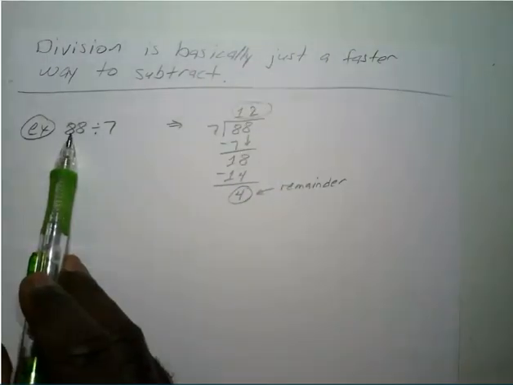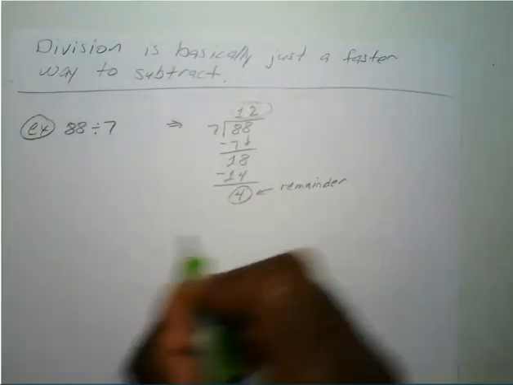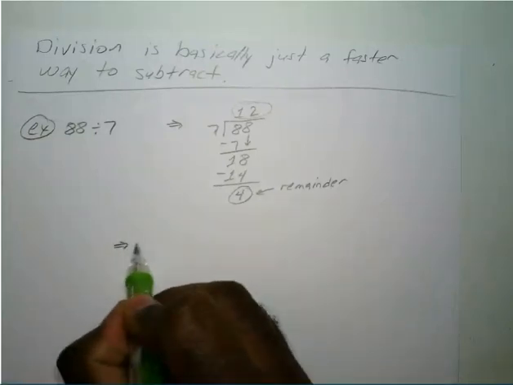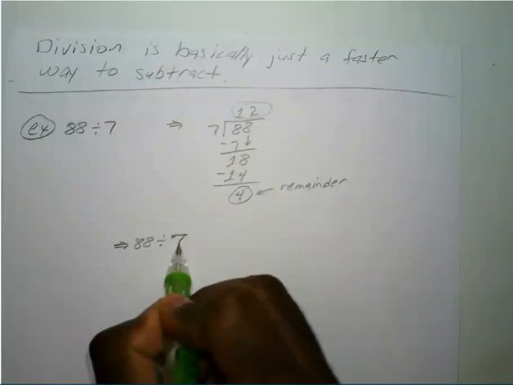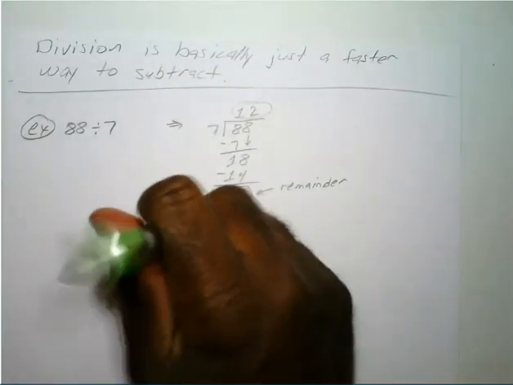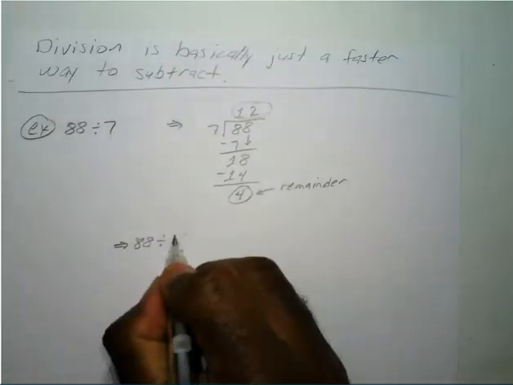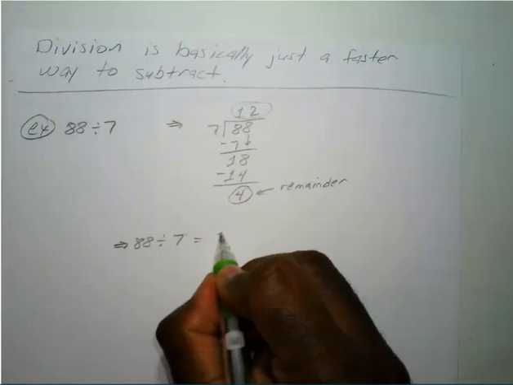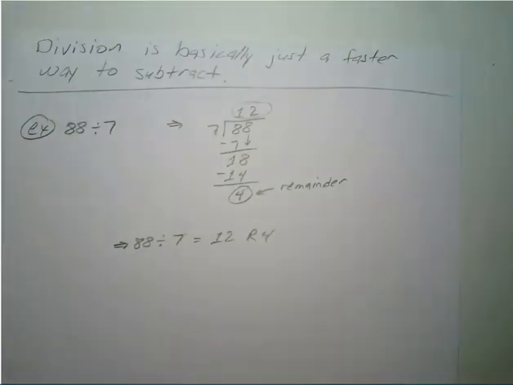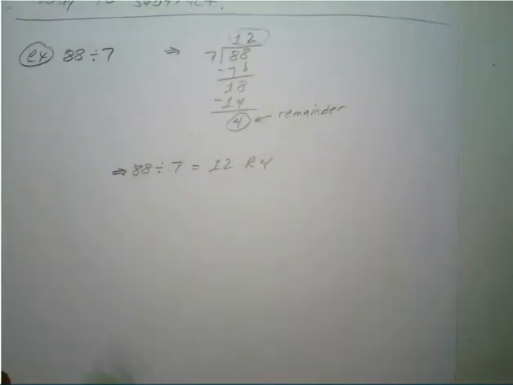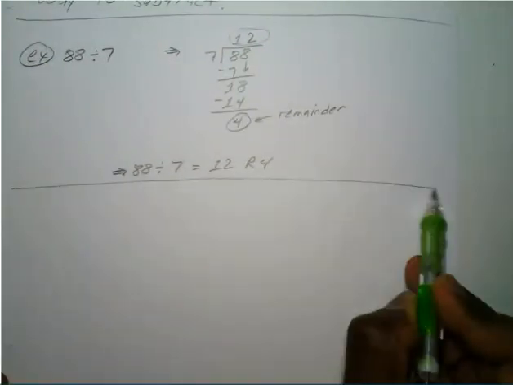So 88 divided by 7, let me go ahead and write that underneath here, is equal to 12 with a remainder of 4. Okay. Now, how is that related to subtraction? I'll show you. Let's go ahead and separate that.